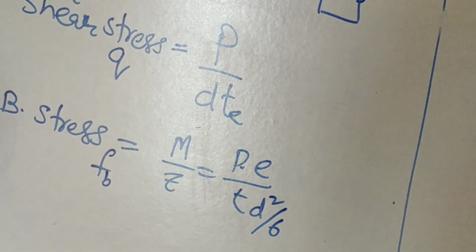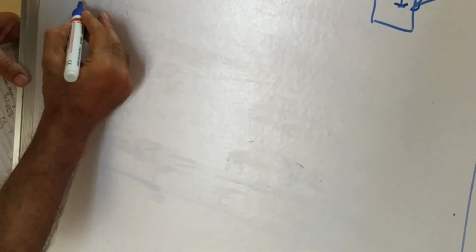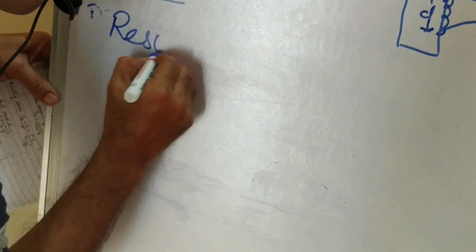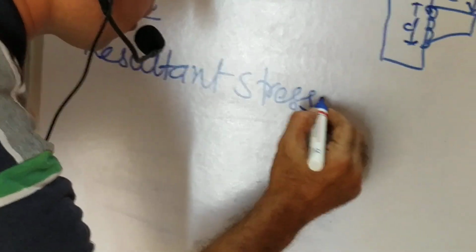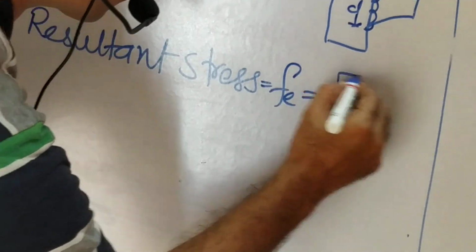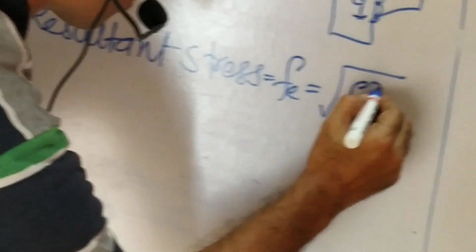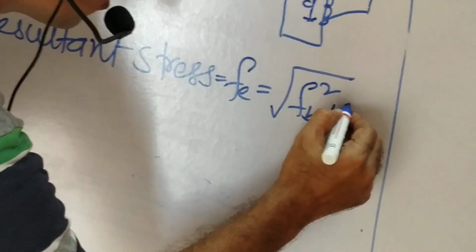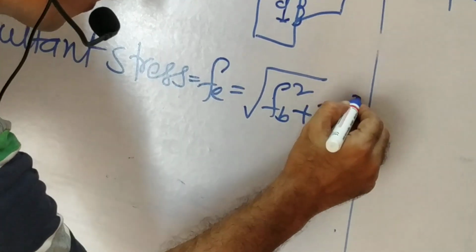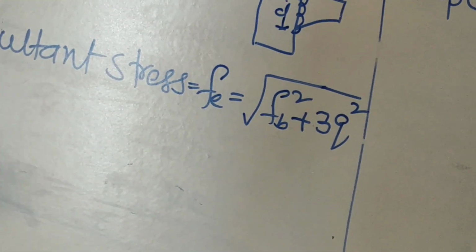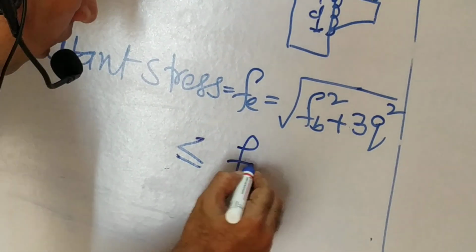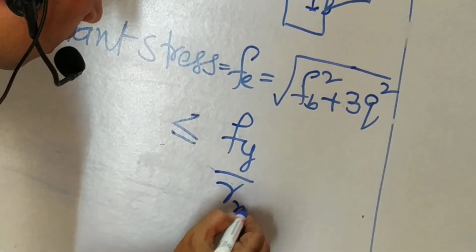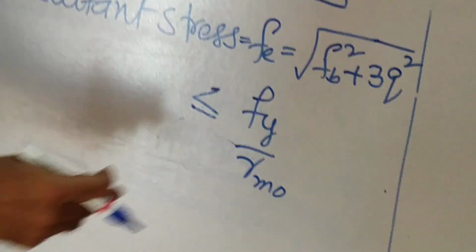The resultant stress is FE is equal to the square root of FB square plus 3 times Q square, and this resultant stress must be less than or equal to Fy by gamma m naught. That's all. Now it depends upon whatever is asked.